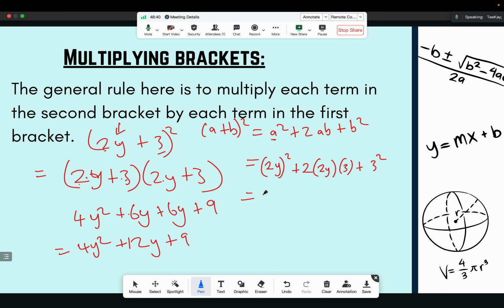If we square this, we have 4 plus 2 squared is 4, y squared is y squared, plus this one we say 2 by 2 by 3 is 12, and then we have y here, and then plus 3 squared is 9. And now you can see with less work, we have the same answer as this one. So that's why we did this before.